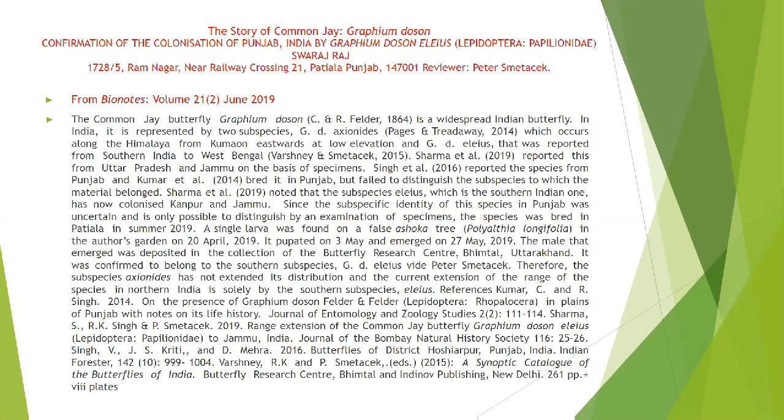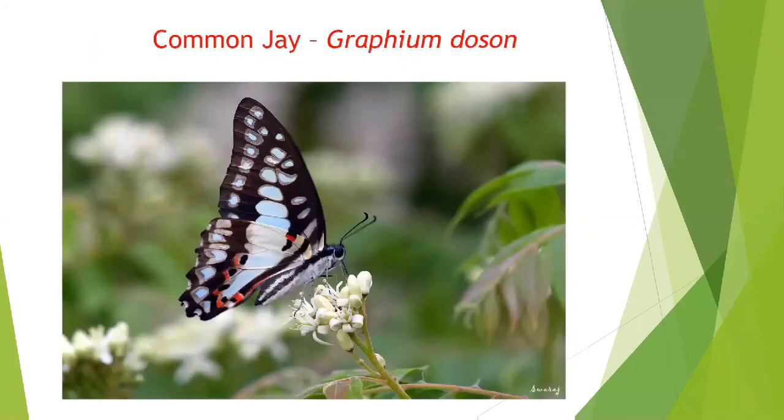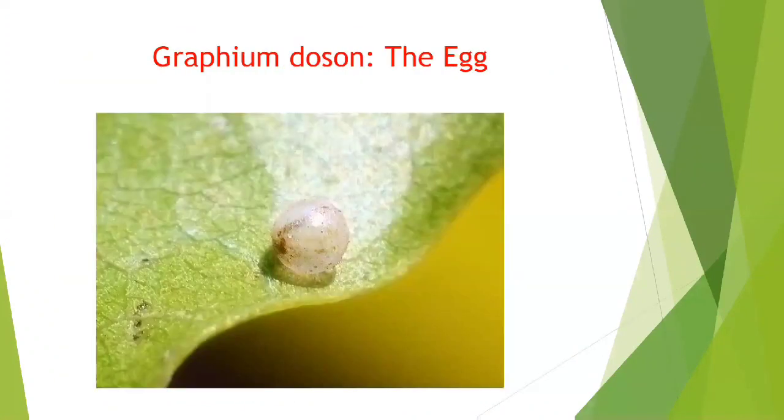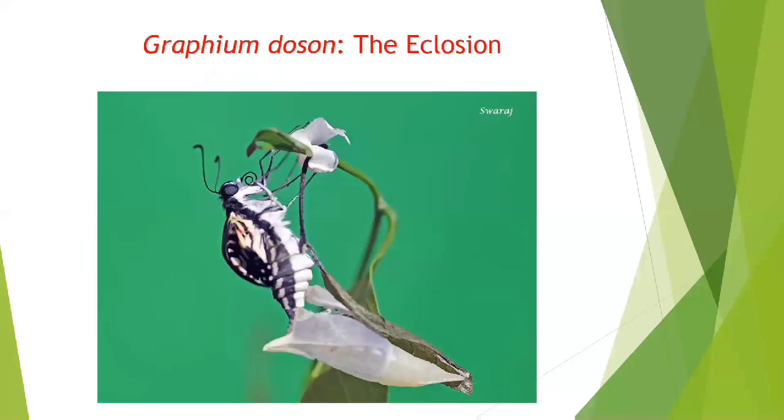This is the next. This is the picture of the Graphium doson in Baradari Gardens, Patiala. Next. This is the Graphium doson egg about to hatch. The next. This is the eclosion of Graphium doson at my place. I did it about 2 months ago.